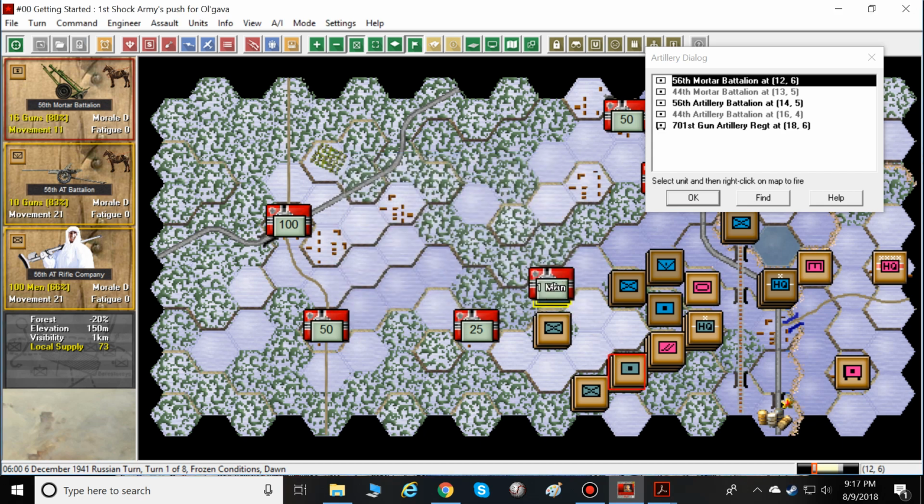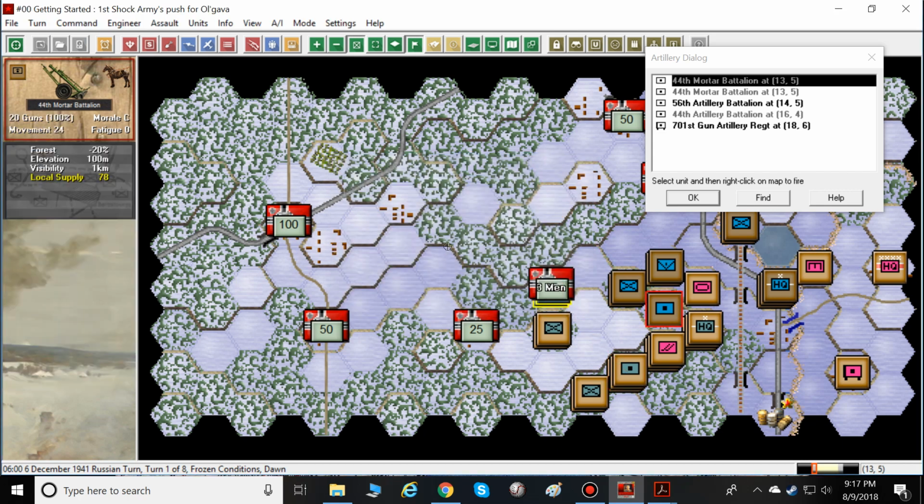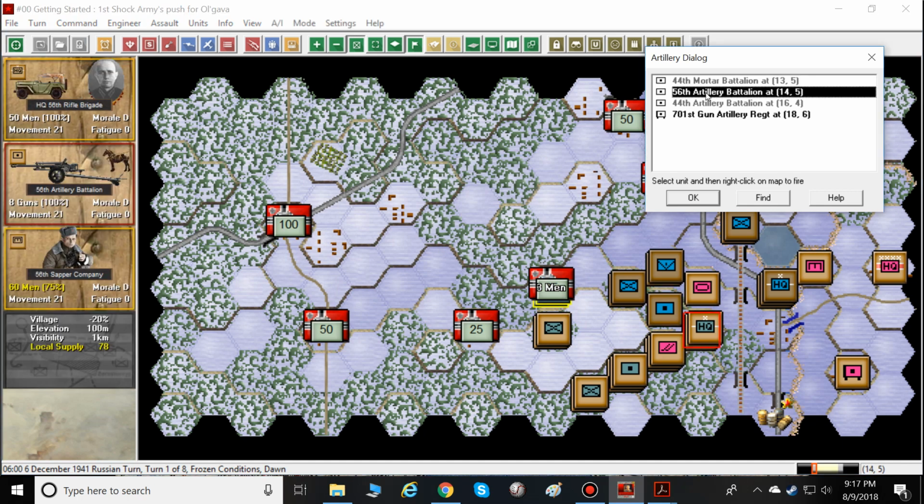Oh, just one man there. Let's see if we can get a better result here now. Oh, 3 men, a little bit better. We have the 56th Artillery Battalion. These are part of our 56th Battalion, part of the 56th Rifle Brigade.